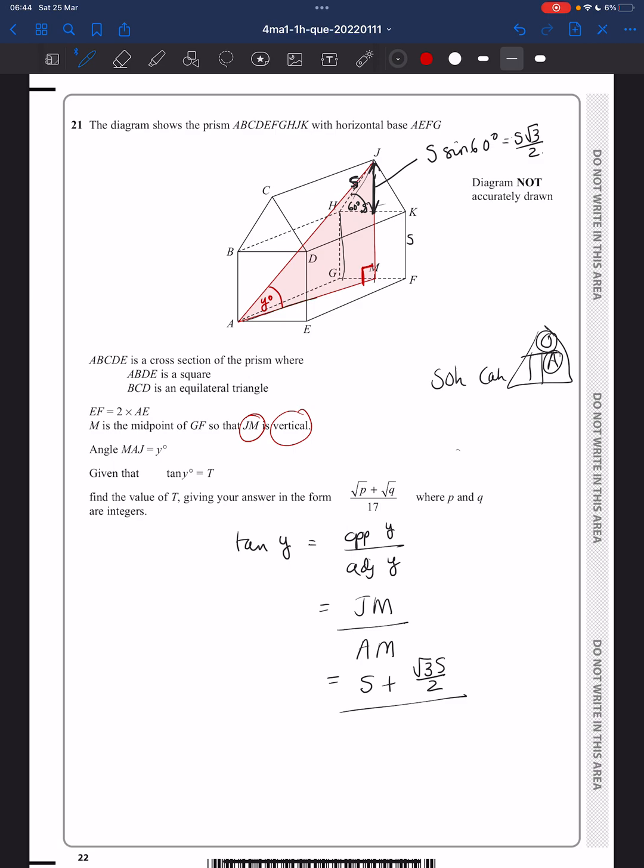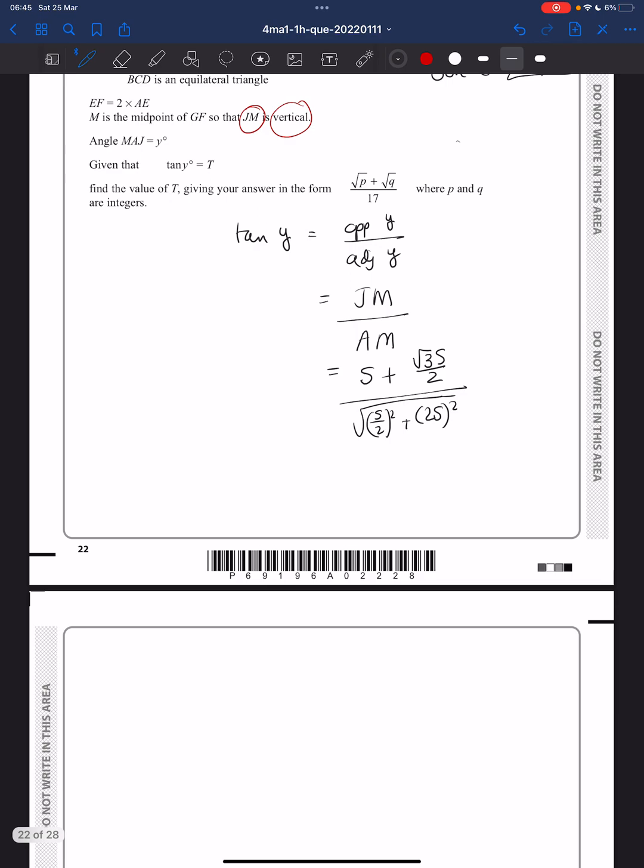Now we need AM. We need this length here now. So that's an S with the side of this triangle, and this is 2S. But when we're in this triangle here, it's actually S over 2, because M was the midpoint, so it's going to be half an S there. So A to M, and this is Pythagoras because that's a right angled triangle. So it's the square root of S over 2 squared plus 2S squared. And I think we're away now.